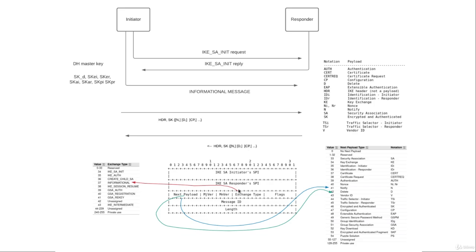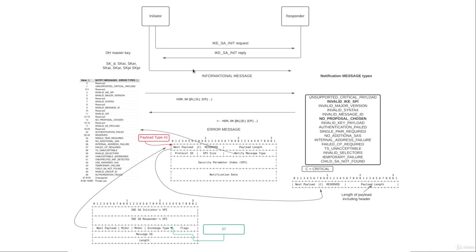Now, the informational message could be either a notify or a delete. Notify has a payload value of 41 and delete has a value of 42. If it's a notify message, it can be either an error message or a status message. So, all notify messages are identified by the payload value of 41. As the peer gets this notify message and sees the payload value of 41, it knows that this is a notify message. It will then parse this payload. As it parses the payload, it reads the value of the notify message type field.